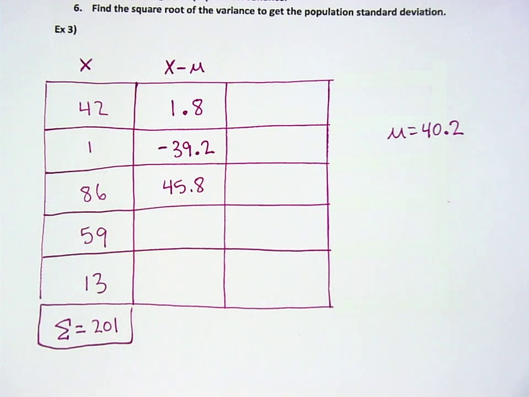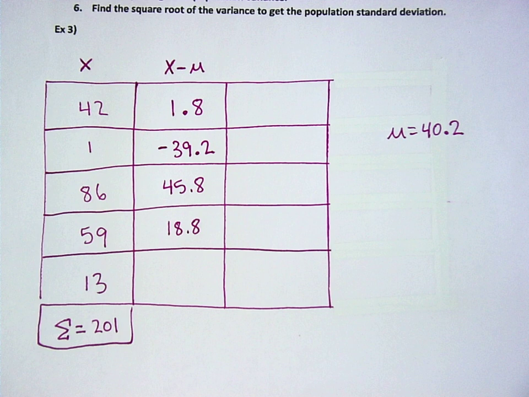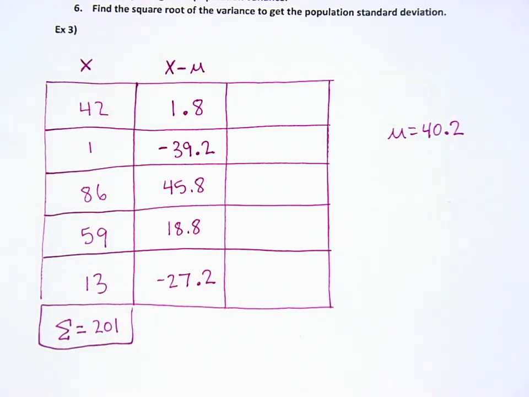Is everybody aware of what I'm doing right now? Shouldn't be negative 27.8. All the ones that are above are positive, and all the ones that are below are negative.